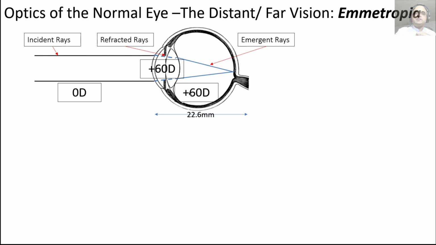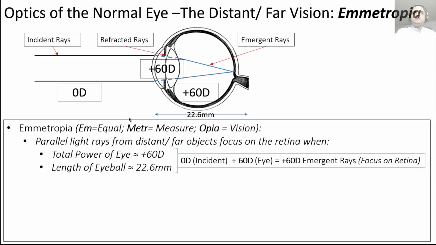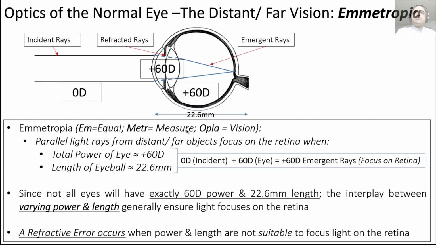So 0 plus 60 is 60 diopters. The emergent light rays with 60 diopters power focus on the retina when the length of the eyeball is 22.6 millimeters. This is emmetropia: em meaning equal, metr meaning measure, opia meaning eye or vision. Equal measure of vision.